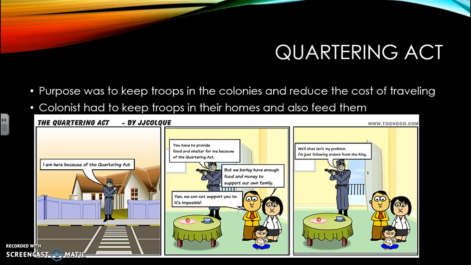So King George III did not give you grocery money and say, hey, here's a stipend, here's a little extra money to help you support the troops. I need for you to take care of these troops because I want to save money. And so if you're a colonist, you had to let the troops stay in your home.